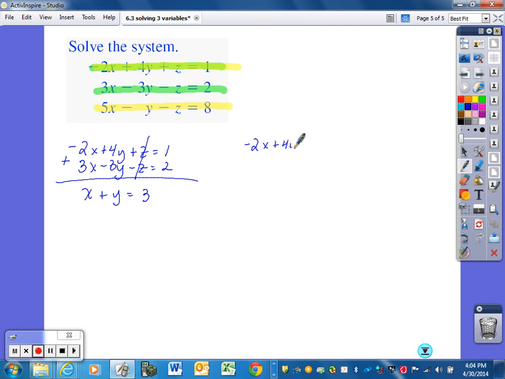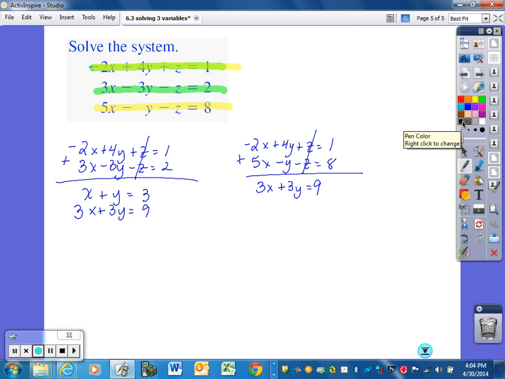Negative 2x plus 4y plus z equals 1. 5x minus y minus z equals 8. My z's drop. Then I have 3x plus 3y equals 9. When I take that system of two equations and two unknowns and put them together, if I eliminate x, I have to multiply the top one by negative 3, which will give me negative 3x, negative 3y, negative 9. When I add them, I get 0 equals 0.